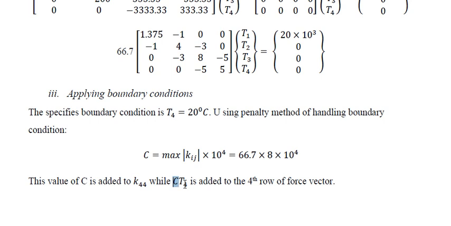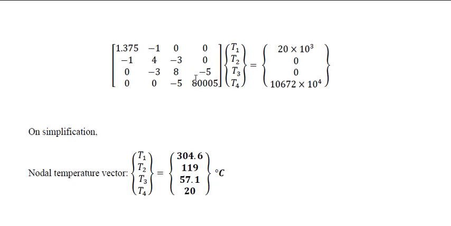And C into T4 is added to the fourth row of the force vector. Suppose T1 is given, it will be added into the first element, or first component, or first row of the force vector. Since T4 is given, we are dealing with 4 and 4. If T1 is given, we will deal with 1 and 1. Now consider this for the conduction matrix and this for the force vector. So that is how it is added.